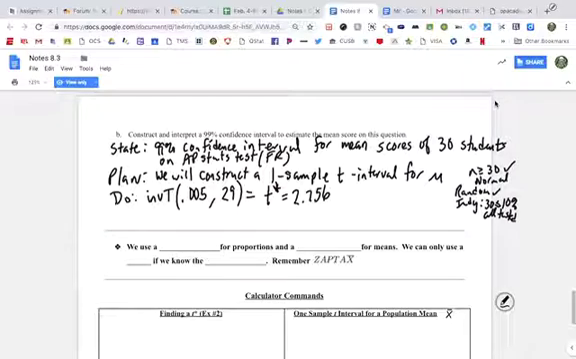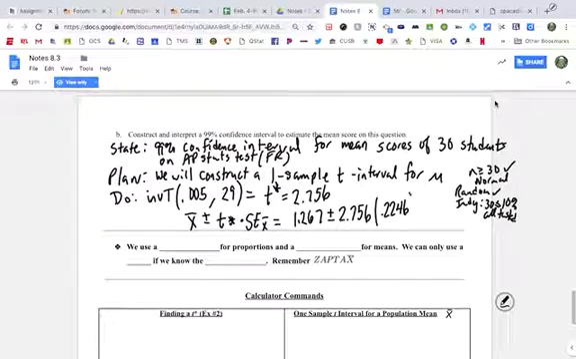So if we plug into the formula, x bar plus or minus T star times the standard error, we're going to get x bar, we said, was 1.267 plus or minus 2.756 times our standard error, which we just found in part A, was 0.2246, which means our scores fall in the range of 0.6480 to 1.8860. So that's saying, on average, our scores should fall between 0.65 points and 1.9 points.